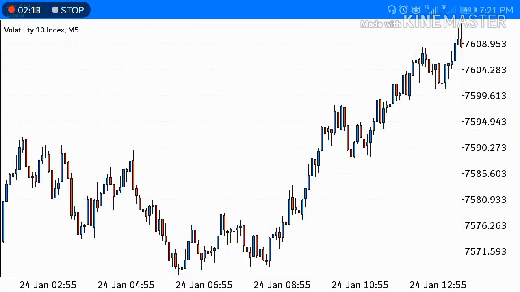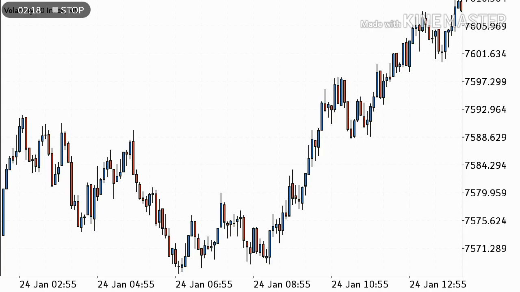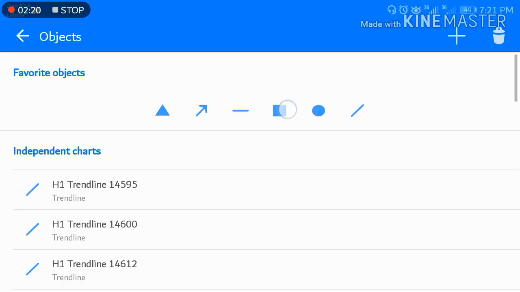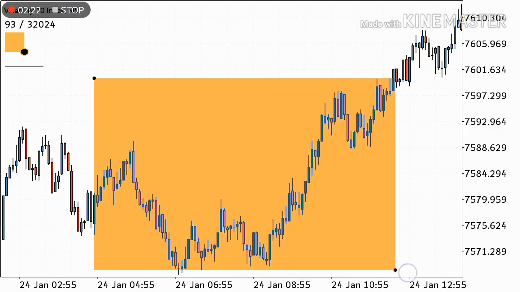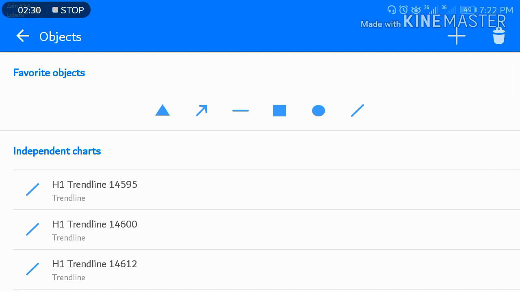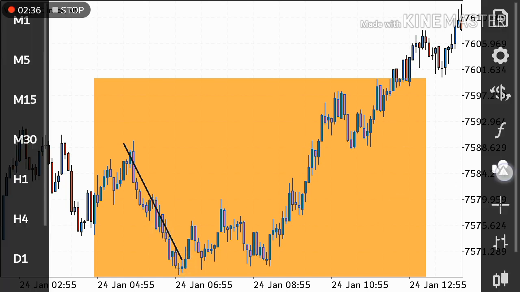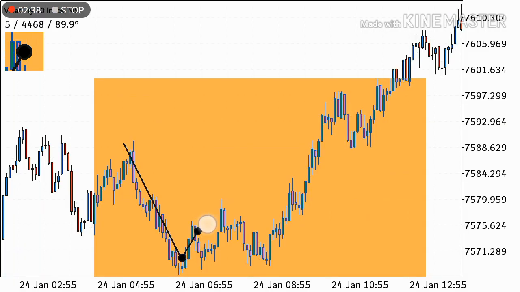Look here, one is already open. So let me draw this. First of all, I will highlight this area and show you the real thing. First of all, I will pick the trend line and I will try to draw this, and show you the W and M, how it works.